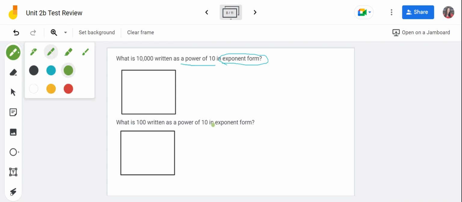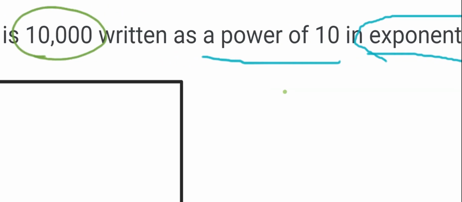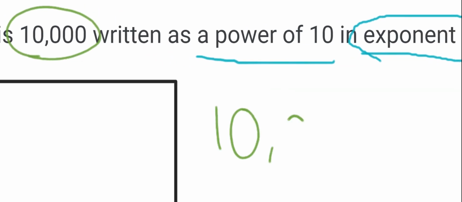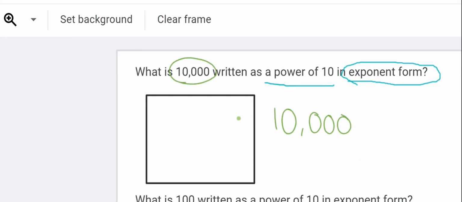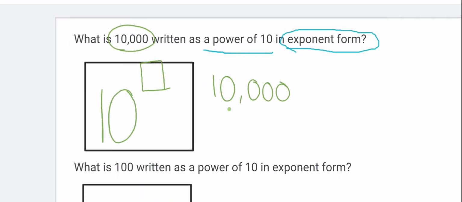For part A, it says 10,000. So I'm actually going to write that 10,000. And it wants me to write it as a power of 10 in exponent form. So I already know I have my base of 10. I want to figure out what is my exponent. I'm going to do that by counting the number of zeros.